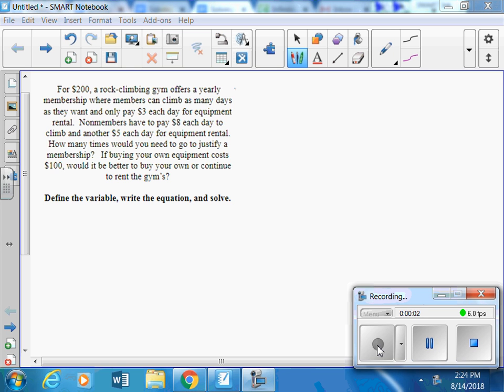Okay, so here we have two options. Option one, become a member of the rock climbing gym for $200. So $200 is how much that's going to cost. But then we pay $3 per day for equipment. So we're going to add 3x. X can represent the number of days that you rent equipment for the gym.